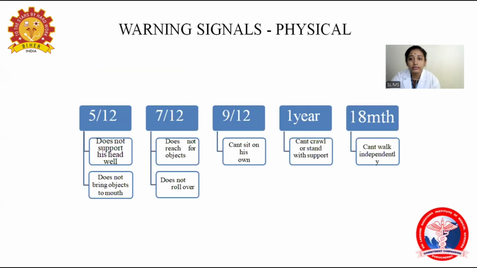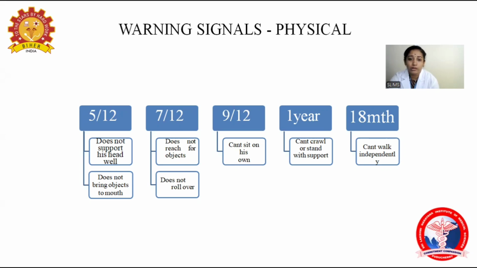So, what are the warning signs? Let us see. First, in physical. In a 5 months old child, a child who does not support his head well or does not bring objects to the mouth. In a 7 months old child, he does not reach for objects or does not roll over. Next is a 9 months old child who cannot sit on his own. In 1 year, he can crawl or stand with support, and at 18 months, the child can walk independently. So these are some physical warning signs.